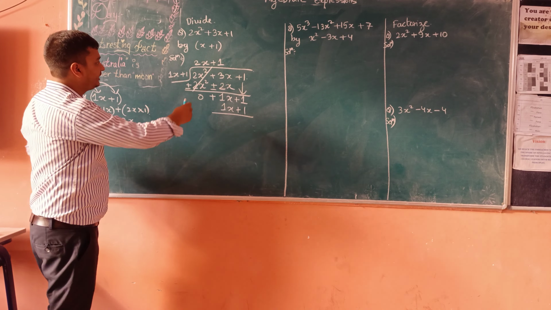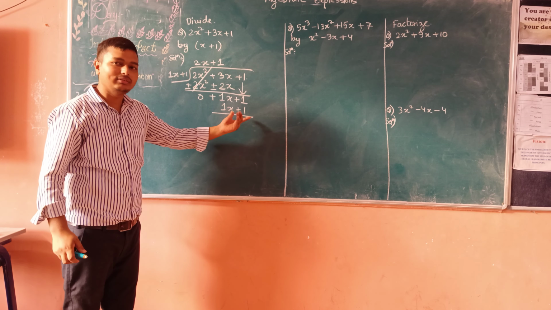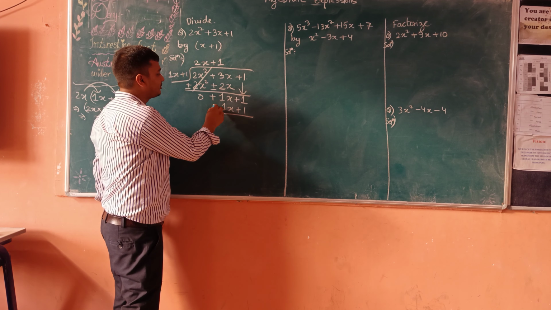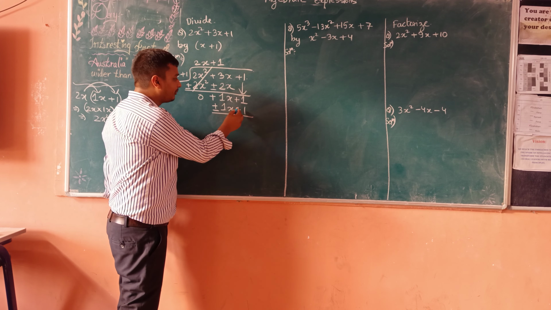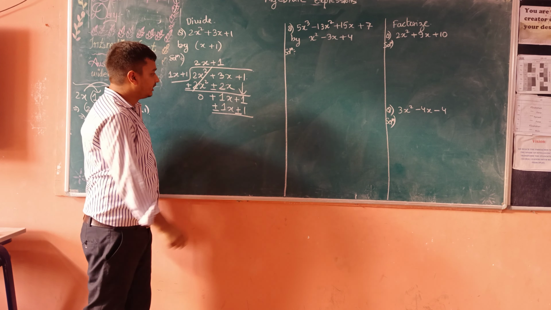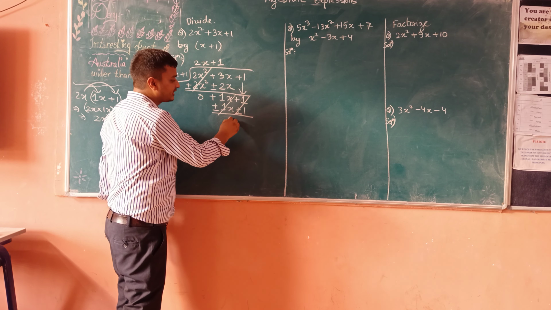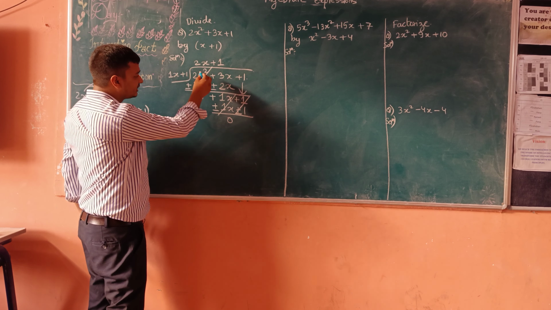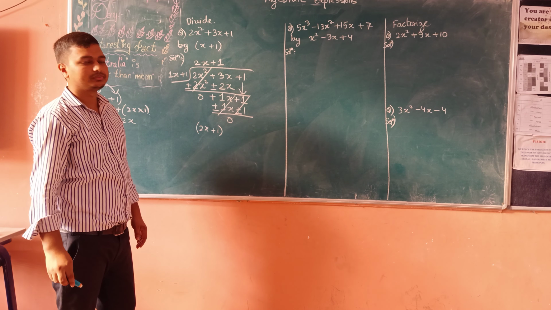Don't get confused, it is already simple. Anything I multiply with 1, I will get the same number. Now here also the same condition applies. It is plus, so now the sign will change. Next, plus will become minus, plus will become minus. Now 1x minus 1x is 0, plus 1 minus 1 is 0. So the answer is 0. So what is the answer for this question? That is 2x plus 1.